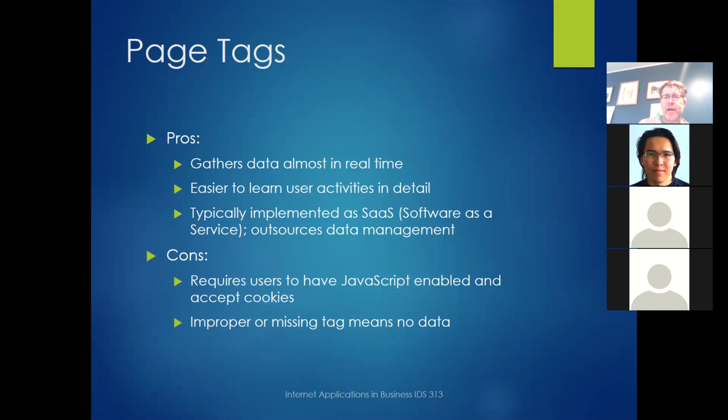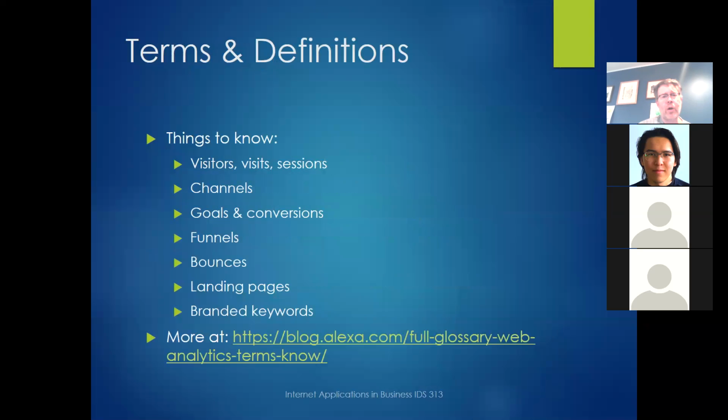In the page tag model, which is what Google Analytics uses, I can get that kind of real-time information right away. So if I change some feature on the page, I can very quickly see how it's working in real time. Can't do that with server logs in practice. Okay. Other stuff, we'll go through some of the basics. We'll get through some of the terms and definitions. If you're interested, I have a link to more, but these are the big ones.